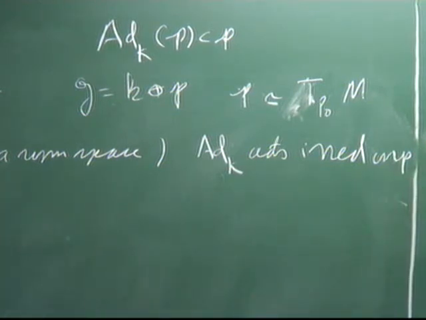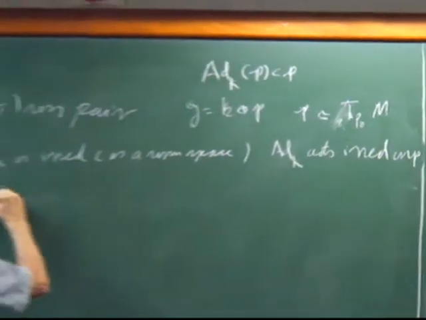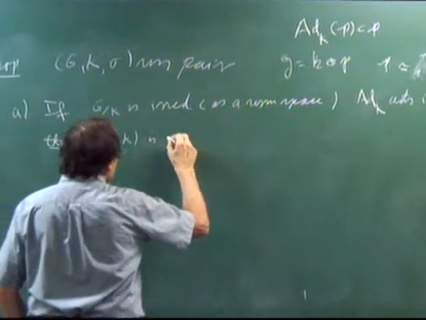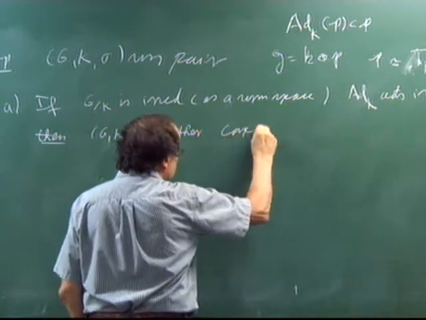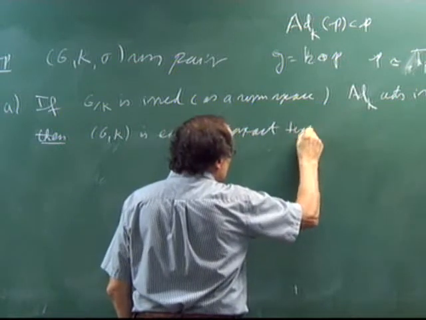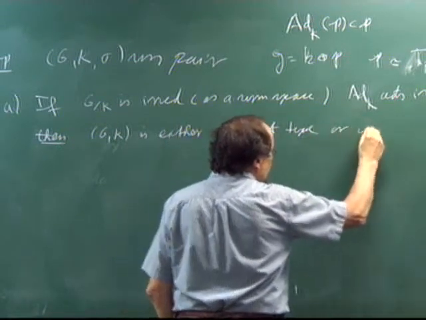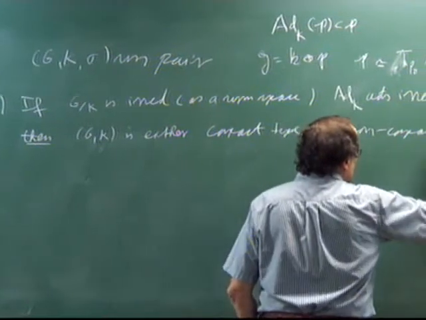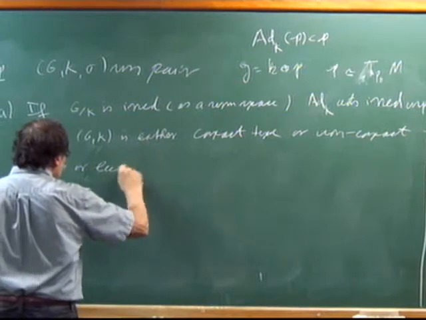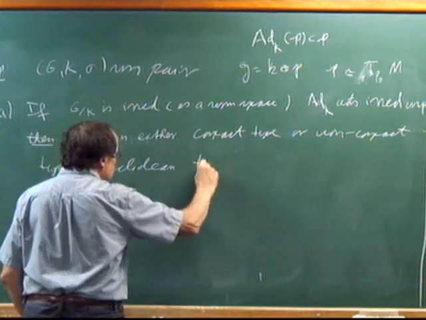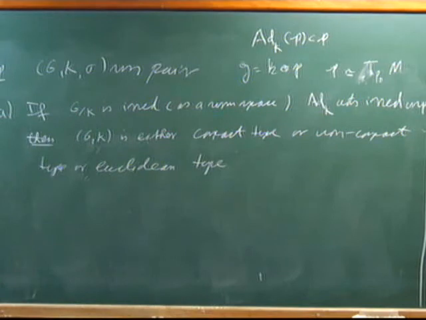So then the conclusion is that (G, K) is either compact type or non-compact type or Euclidean type. So in the irreducible case, it really is a division into three different types. In each type, I want to understand a little bit better.